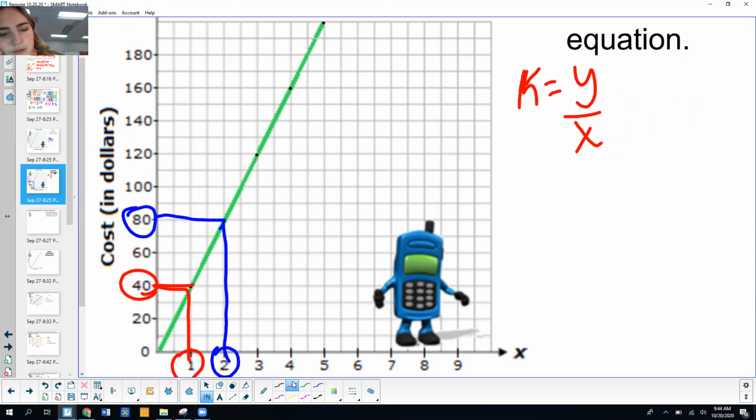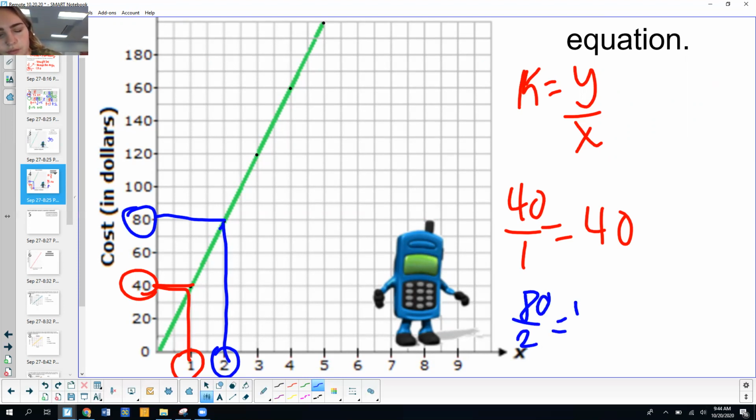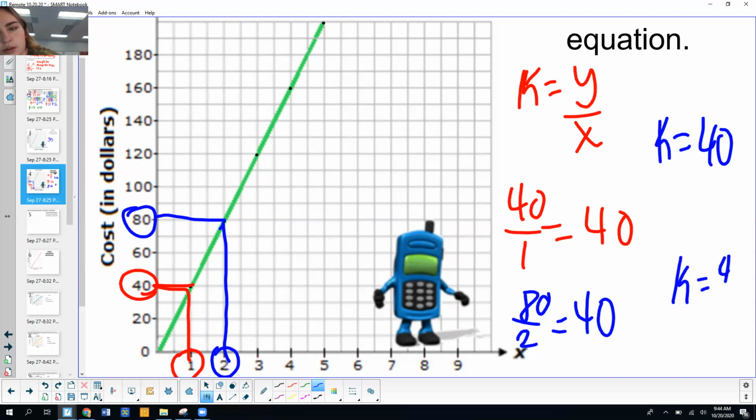So I'm going to use 40 as my y. So 40 divided by 1 equals 40. 80 divided by 2 equals 40. So it looks like our proportional relationship is going to be k equals 40, or k equals 40 over 1. That's going to be our equation for this one.